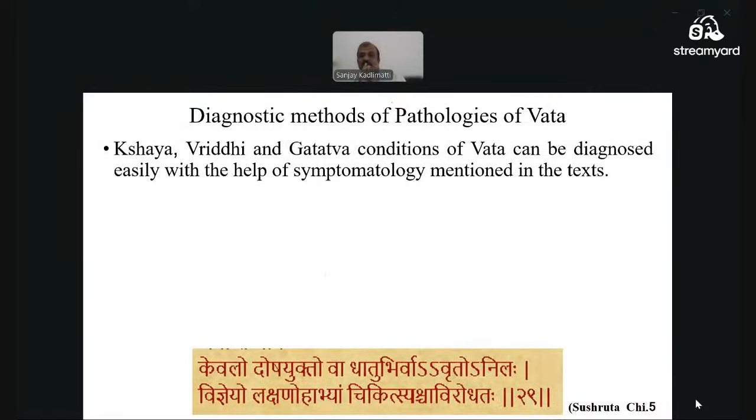Next, diagnostic methods of pathology of Vata. Now, Kshaya, Vriddhi, Gatatva, I just said these are the three diagnostic processes.